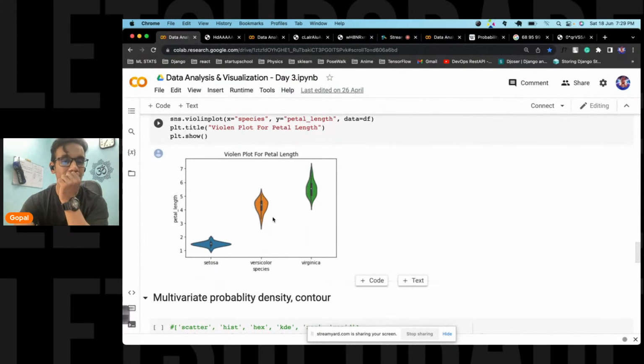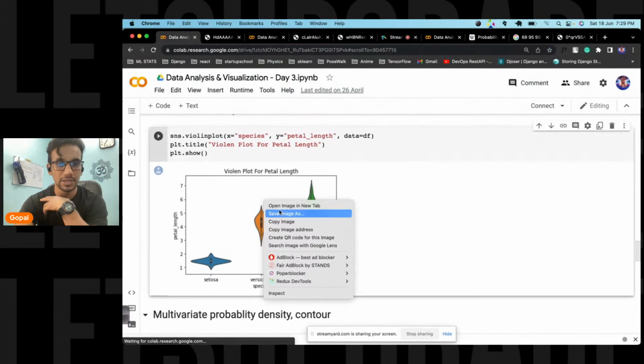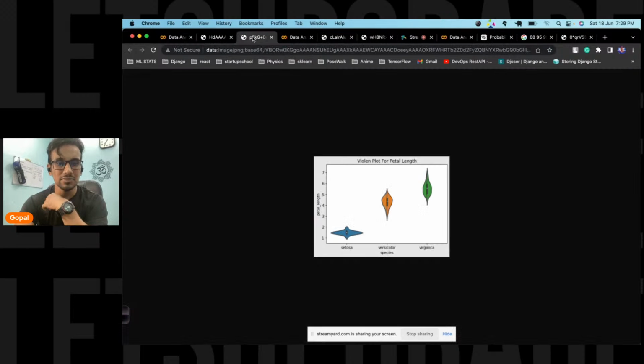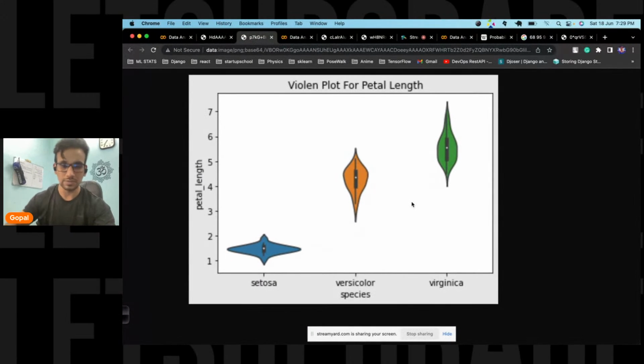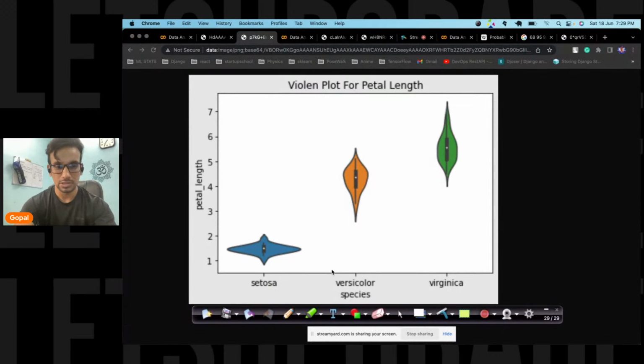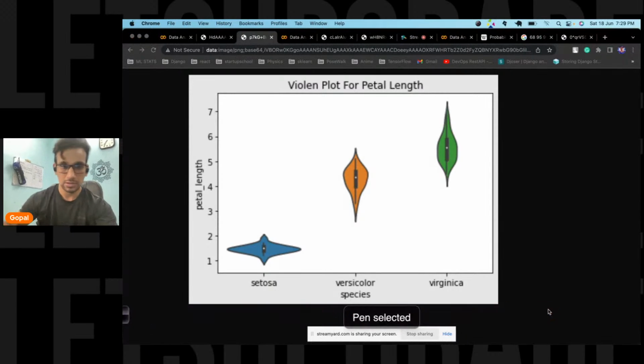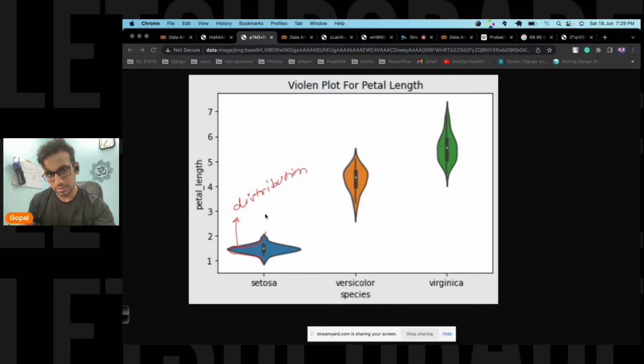And same with the violin plot. Your violin plot will be a concoction of two different plots. The first one will be your, let me first bring it up here, your normal plot or your distribution plot in this case. This is your distribution plot. And in this case, this is your box plot.